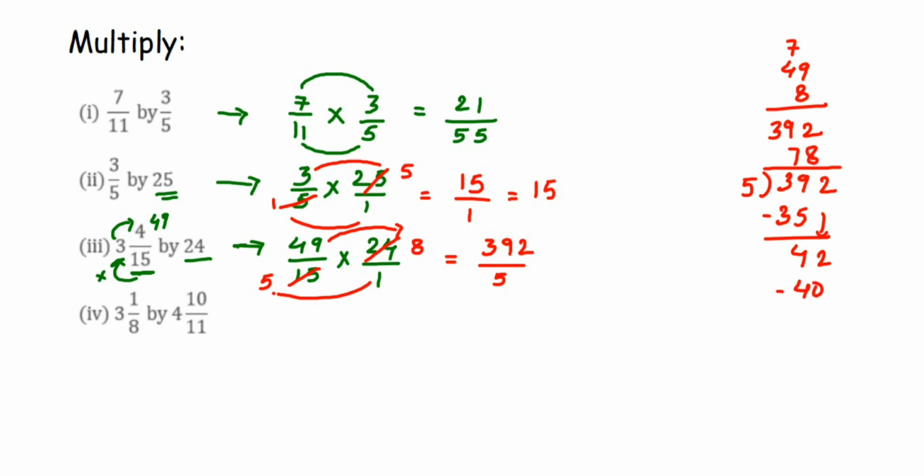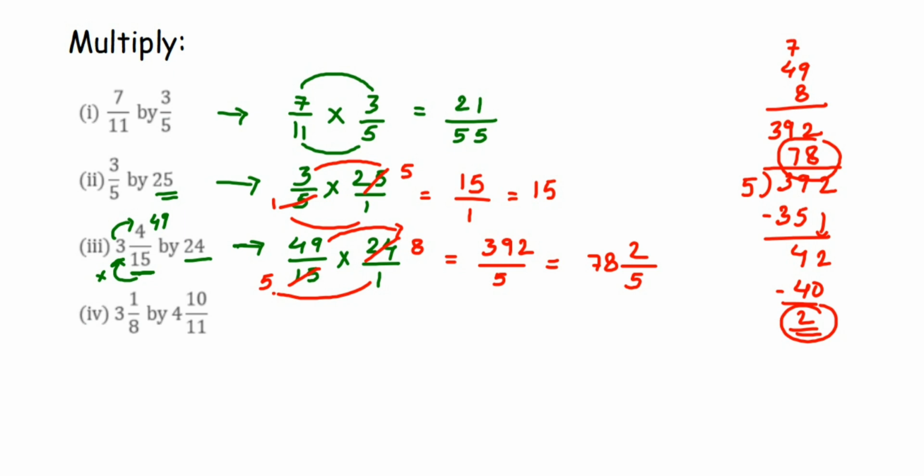Now the remainder is 2, which means when I convert this into a mixed fraction, my denominator will remain the same, that is 5, and the quotient I got, which is 78, I'm going to take as the whole number, and the remainder I have will be my numerator. So we get 78 2 by 5.